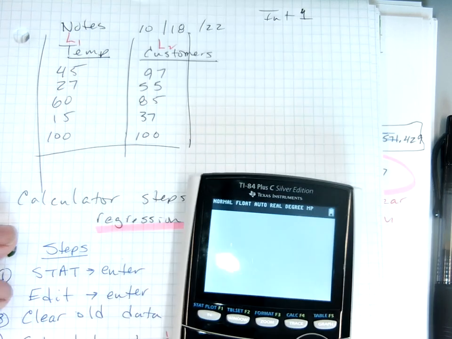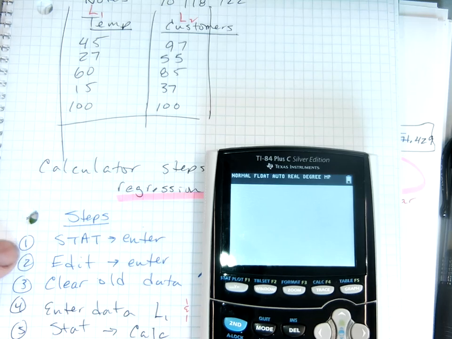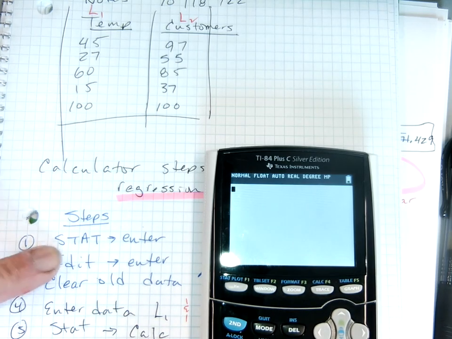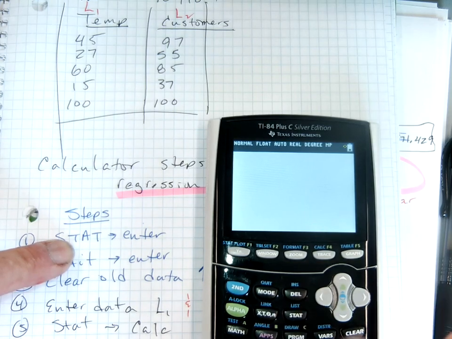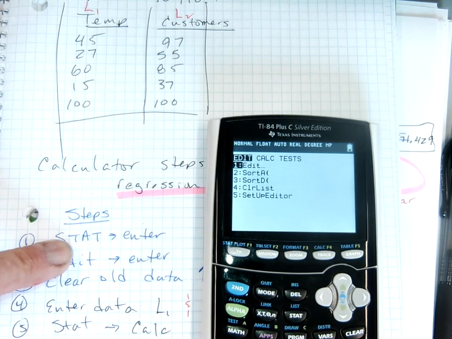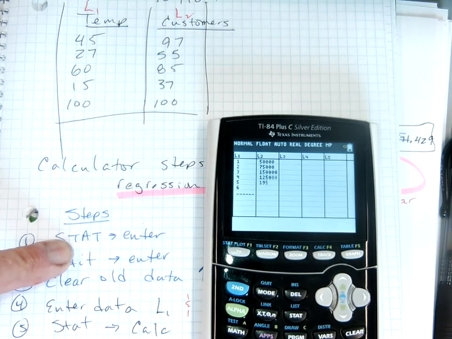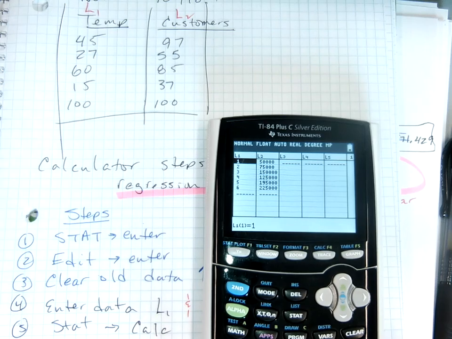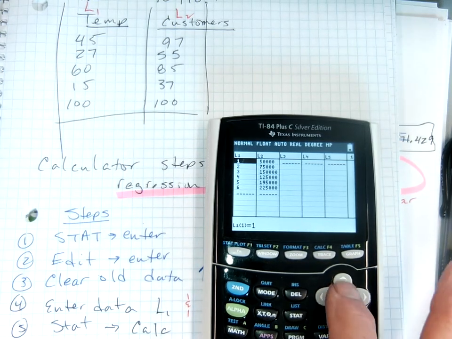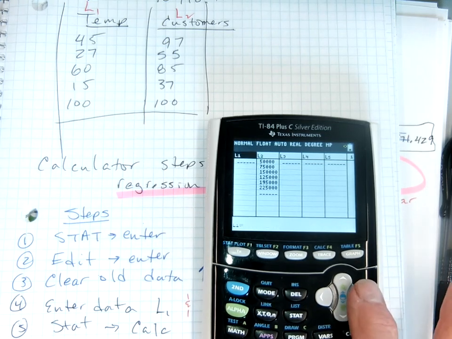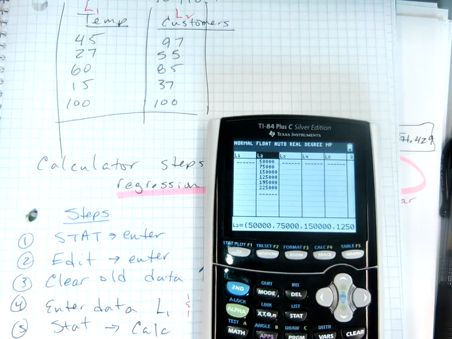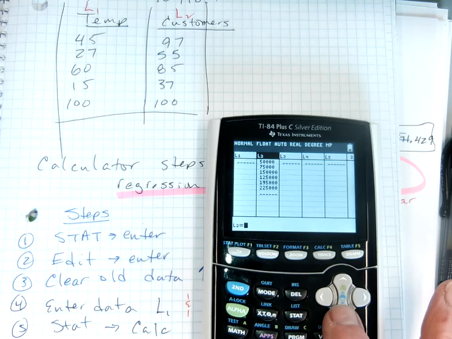So get the fancy TI-84, and step 1 is to hit stat. That's that button right there. Then hit enter, because I want to edit. Now I want to put these numbers in, but there are already numbers in it, so I want to get rid of those. To clear my list, I go up arrow on my list, hit clear, down arrow. I'll do it again: up arrow, highlight my list, hit clear, down arrow.